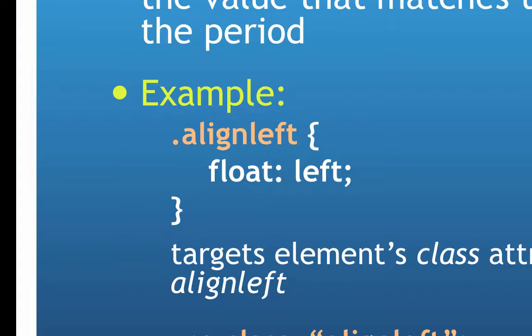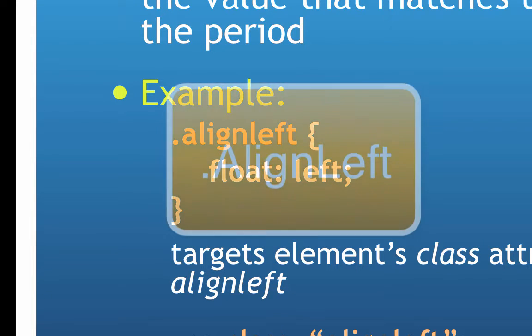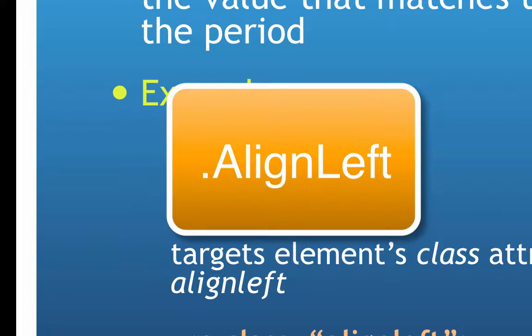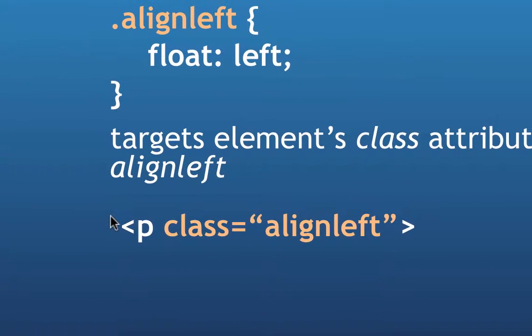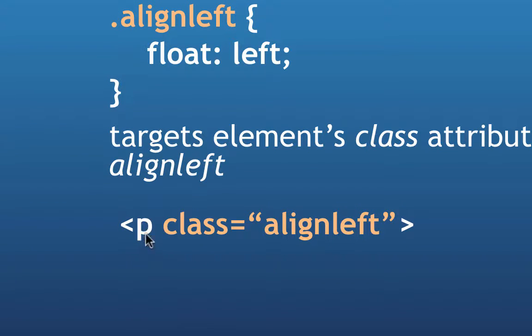Another thing to note, there are no spaces. You can use dashes, or you can use what's referred to as camel case, where in this case I could use a capital A in align and a capital L in left, but it would all still be sandwiched together as one word. Then it can be applied to anything where I say class equals align left. The period indicates in our CSS that this is a class selector. At the bottom, I've indicated here that this is going to be applied to a paragraph style using the word class equals, and then in quotation marks, align left.